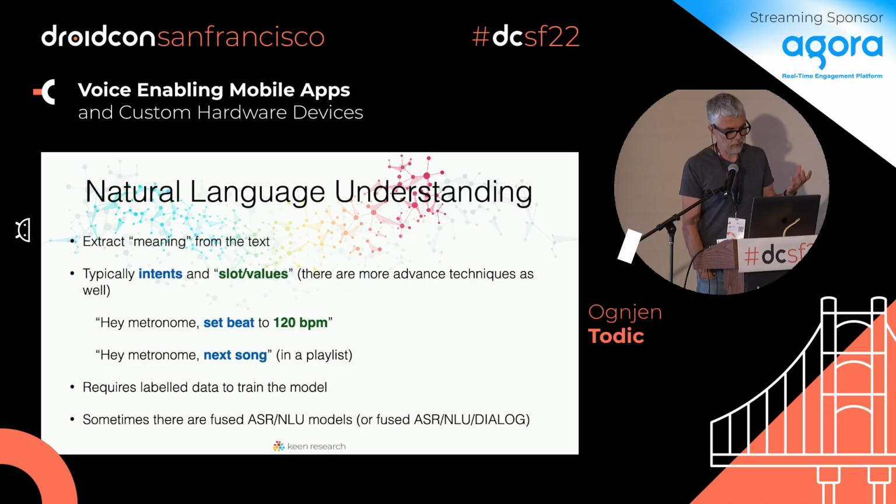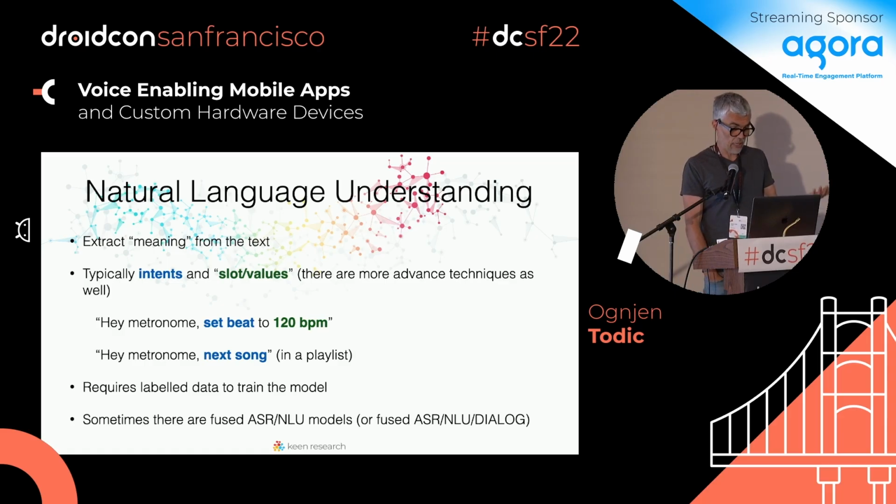So typically, we talk about intents and slots and values when we talk about NLU systems. There are more advanced approaches these days, but if you think about the metronome example, when we say, "Hey, metronome, set beat to 120 beats per minute," set beat is an intent. The user wants us to change the beat, and it should be 120. The value is 120 for the BPM slot, and then the app can do something about that, right?